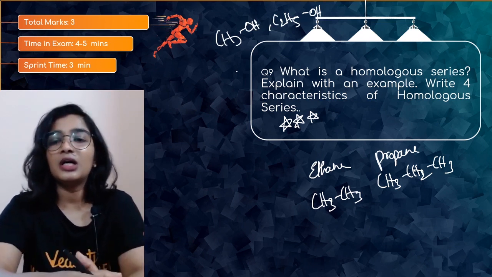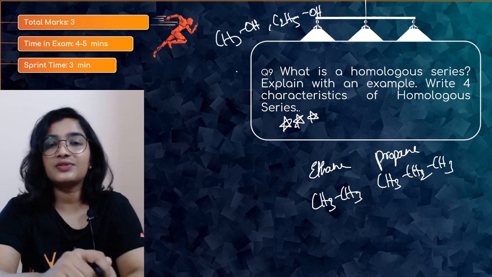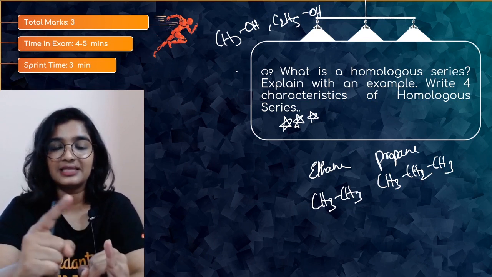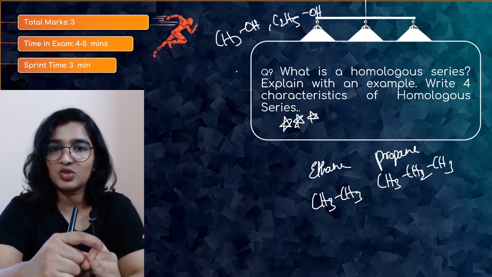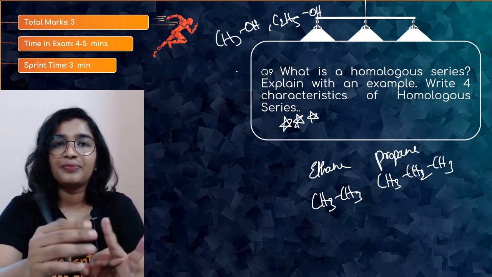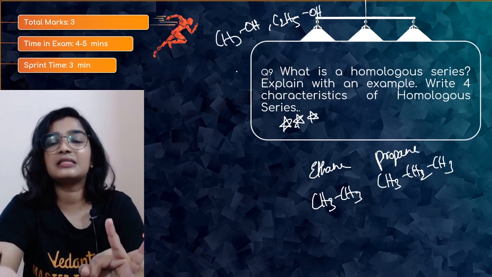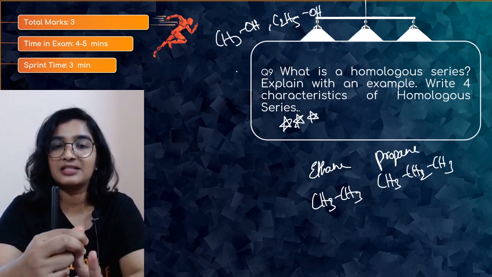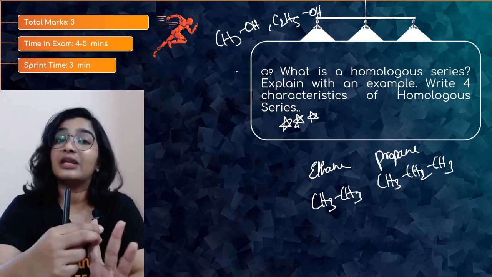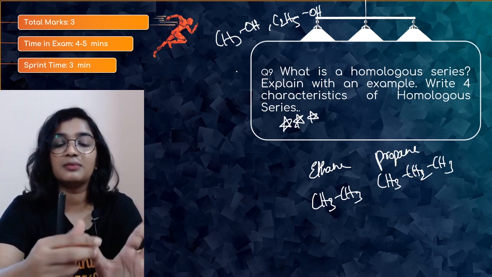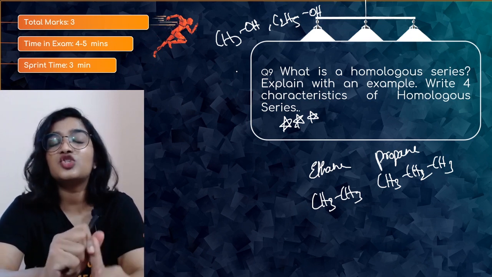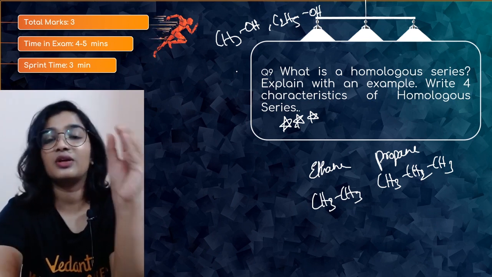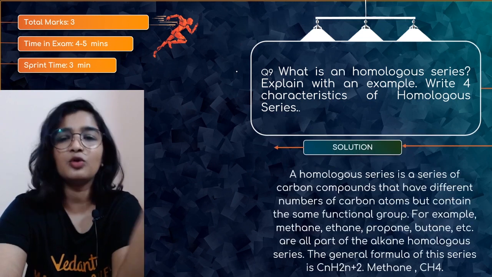Now coming to write 4 characteristics of homologous series. So the compounds of this series can be represented by the same general formula, and the next compound will differ by a CH2 unit, and the molecular mass difference will be 14 units, and their chemical properties will be very much similar, but there is a gradual change in their physical properties. See, I told you 5, so you can write all 5, to be on the safer side.